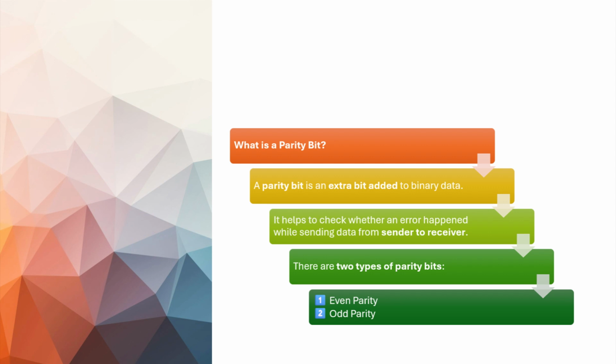Here is a quick example before we go deeper. Suppose your data is 101. That has 2 ones. Even. If you are using even parity, you want the total to stay even. So you add a parity bit of 0. If you are using odd parity, you want the total to become odd. So you add a parity bit of 1. See how the same data gets a different parity bit depending on the rule. In the next 2 slides, I will walk you through odd parity and even parity step by step with real examples. Do not worry. You will master this in no time.